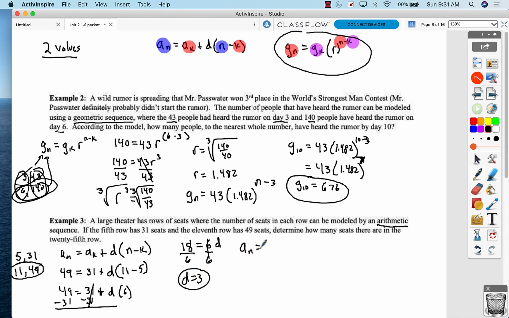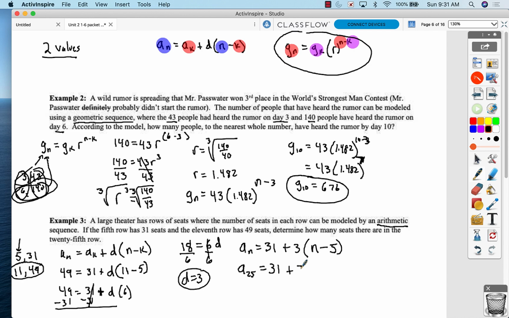Now that we got our d, we're gonna go back to our original, which is a to the n. Keep this output clean, okay? Because this is the output we're gonna be looking for. Now since we use 31, we'll use 31 again. Now you put plus 3. Because that was my d, times n minus, now this k is going to be the input for this 31, which is 5. See, 5 is the input. Now you could distribute this 3 and make it look all pretty, but in this case we don't necessarily have to. We're trying to find a at 25.